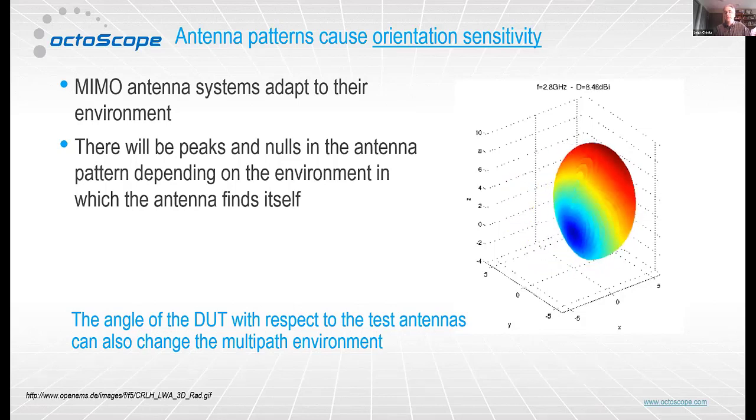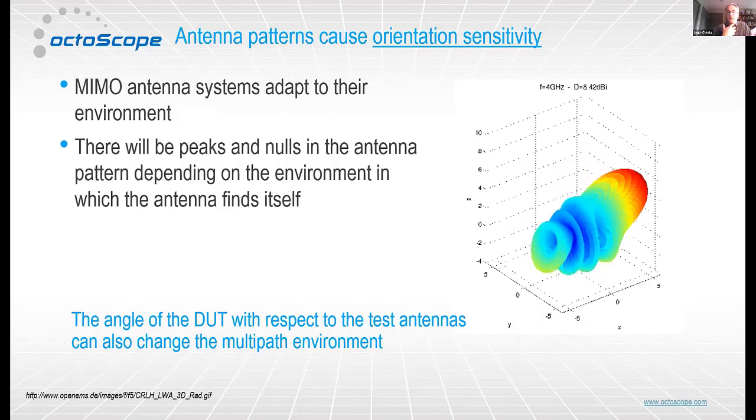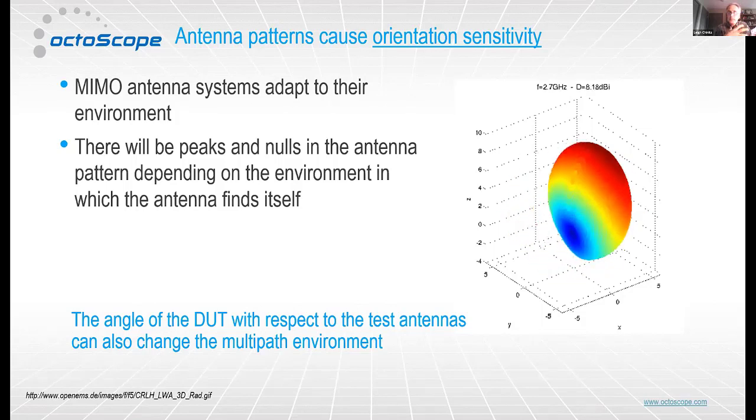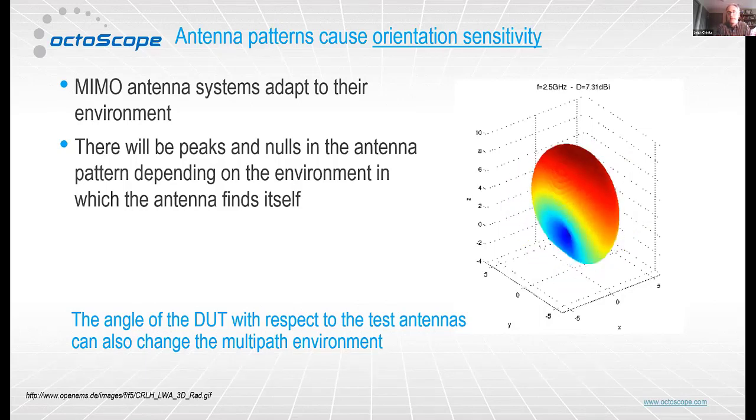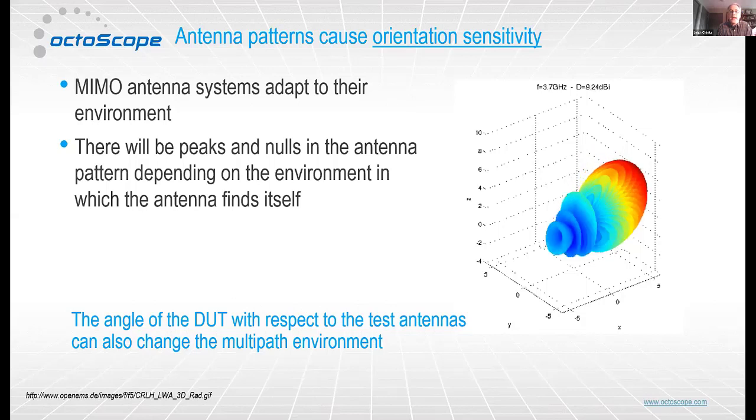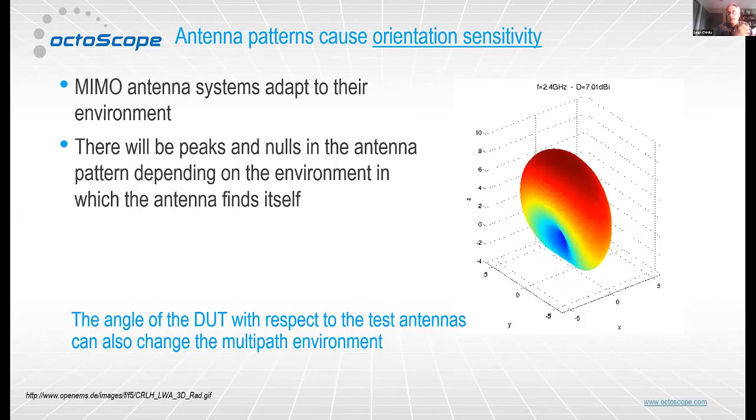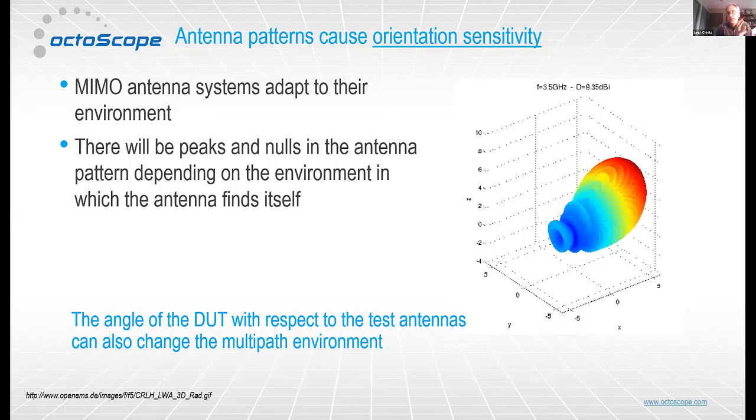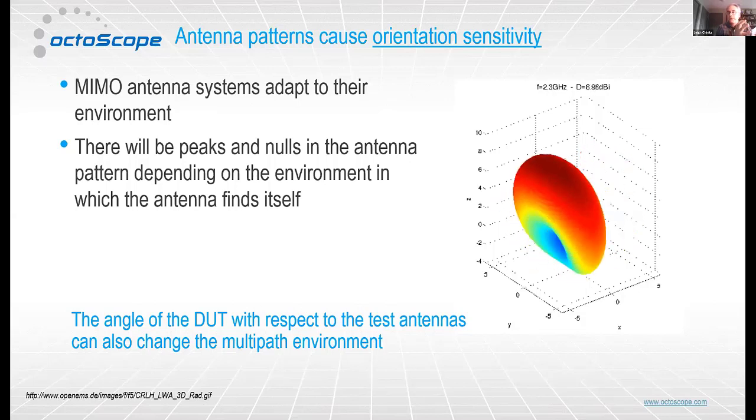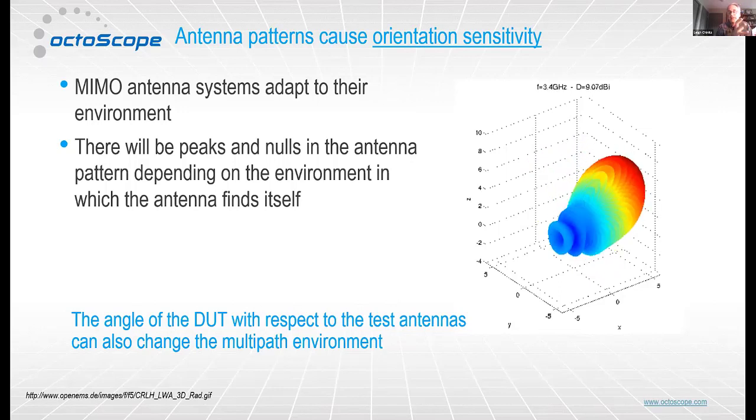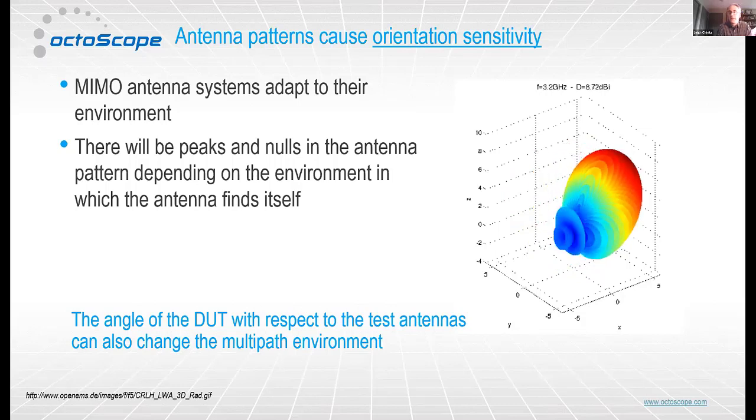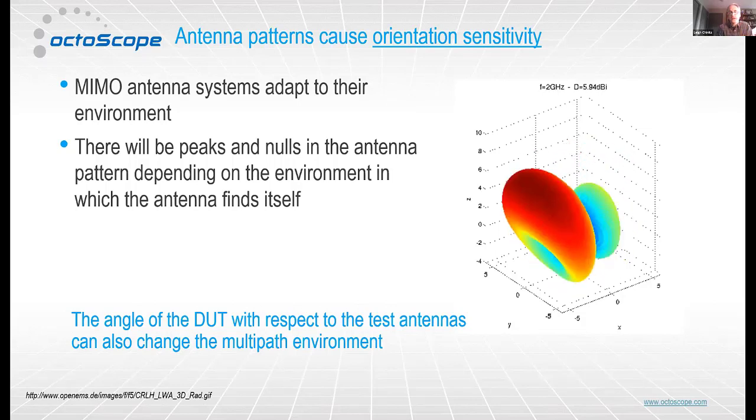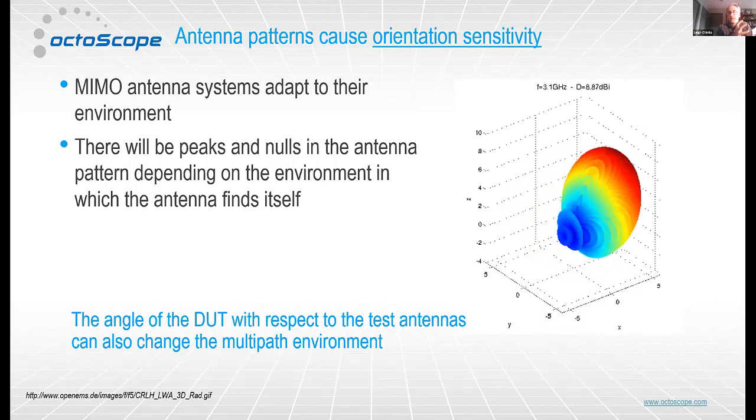And the kinds of things that our customers are often testing are MIMO antenna arrays. There will be peaks and nulls in the pattern, kind of represented by that moving blob there on the right. And if you then rotate the device around, you can move from a peak in the pattern to a null in the pattern, and the device itself can start adapting based on how it's now seeing the test antennas. So again, orientation can also change the multipath environment and have an impact on the results.